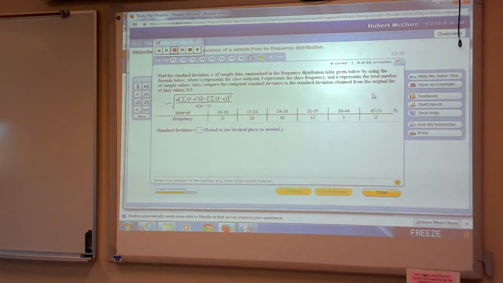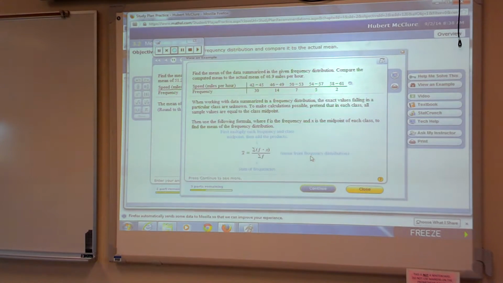There, so you can write it down, is the mean formula. Not only standard deviation, and we're going to talk about all that today.